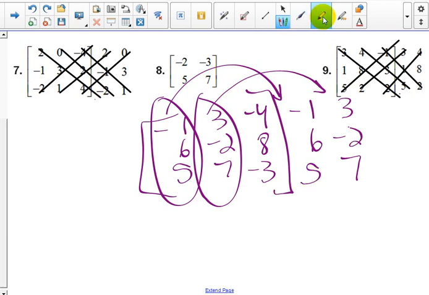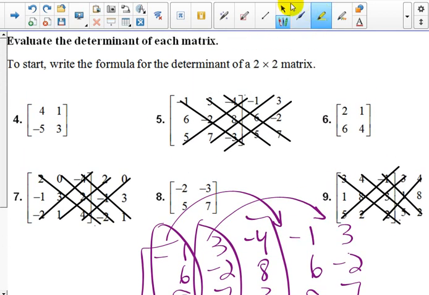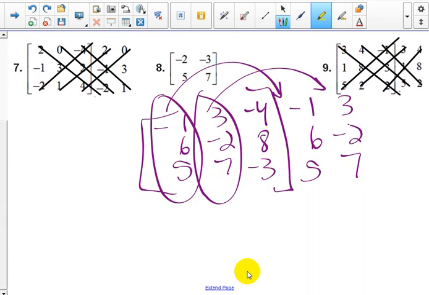So on a 2 by 2, this is how I remember it. On a 2 by 2, we were multiplying 2 numbers together each time and subtracting each diagonal. On a 3 by 3, we're going to be multiplying 3 numbers together. But we have 3 of those. We've got 1, 2, 3. So we're going to multiply the diagonals and add those diagonals together.